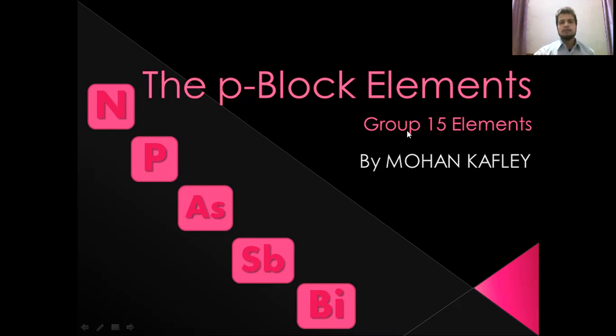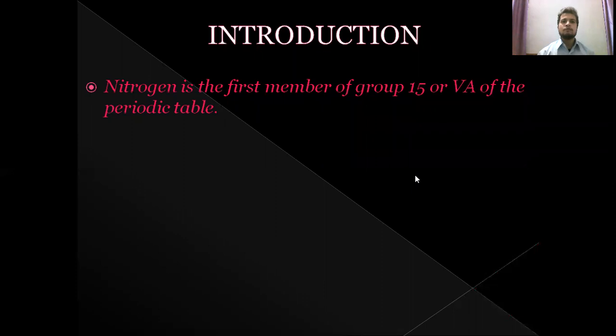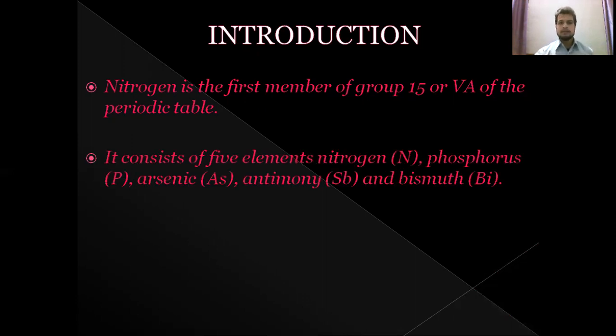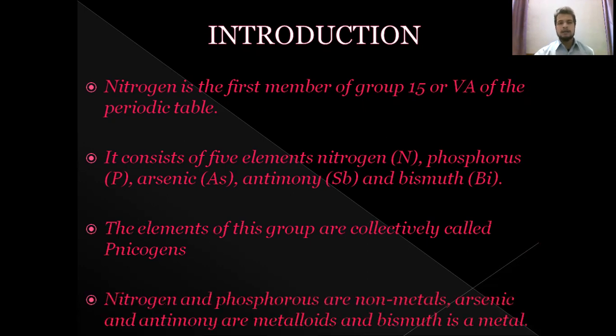So going for the introduction of the group 15 elements, nitrogen is the first member of group 15. That is what we call 5A of the periodic table. It consists of 5 elements as we have discussed, that is nitrogen, phosphorus, arsenic, antimony and bismuth. The elements of this group are collectively called pnictogens, remember that. And nitrogen and phosphorus of this particular group are non-metals. Arsenic and antimony are metalloids and bismuth is a metal.